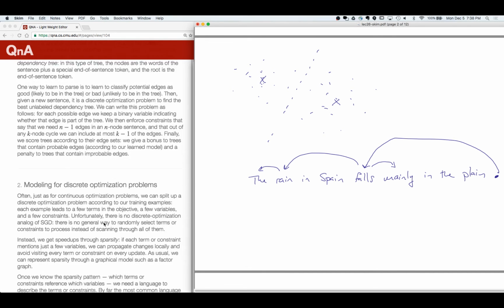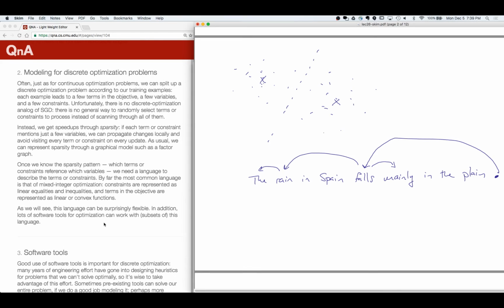All right, so just like we talked a lot about modeling for probability distributions and for continuous optimization problems, we can talk about modeling for discrete optimization problems. And discrete optimizations are different in a bunch of ways from continuous ones, and they're also similar in a bunch of ways to continuous ones. So the way they're similar is that when we build a discrete optimization problem from examples, we can have every example contribute a few constraints, a few variables, a few terms in our objective function.